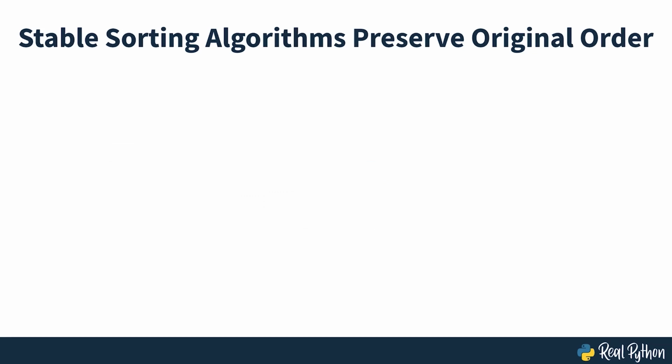When you're sorting multiple records that have the same key, a stable sorting algorithm will maintain the original order of those records after sorting. For that reason, using a stable sorting algorithm is necessary if you plan to perform multiple sorts.